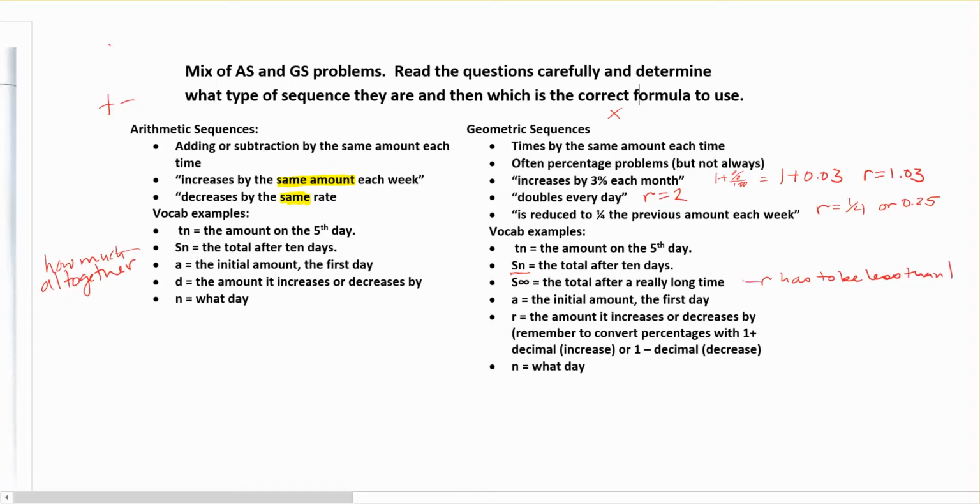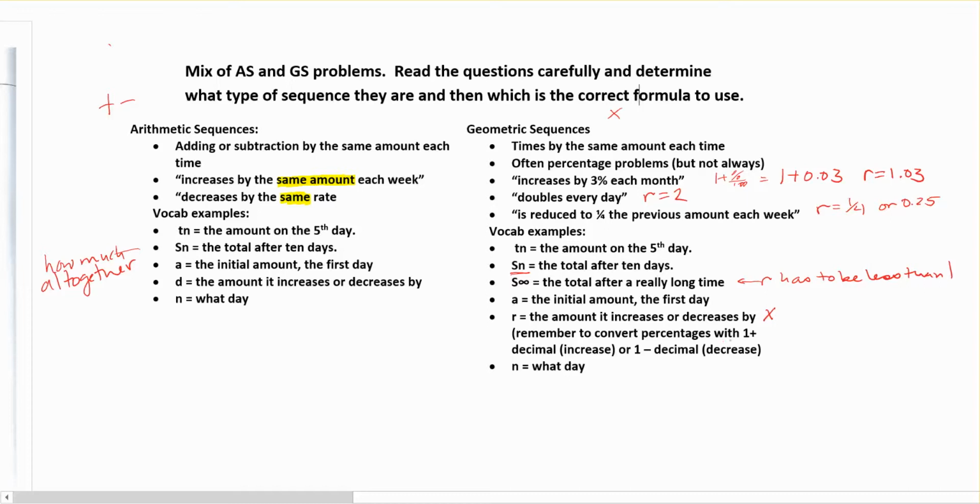Now the sum to infinity, remember R has to be less than 1 for that to work, for an infinity formula. And it's going to be something like, how many garbage trucks in total after a billion years have they used? Something that implies that a really long time will have passed, or until it's all done. So anything that is kind of implying the total but not telling you for how long, just saying the total forever, basically implying. A will always be your initial amount, or the first day. And R again is the amount it decreases by or increases by, and this is your timesing value.